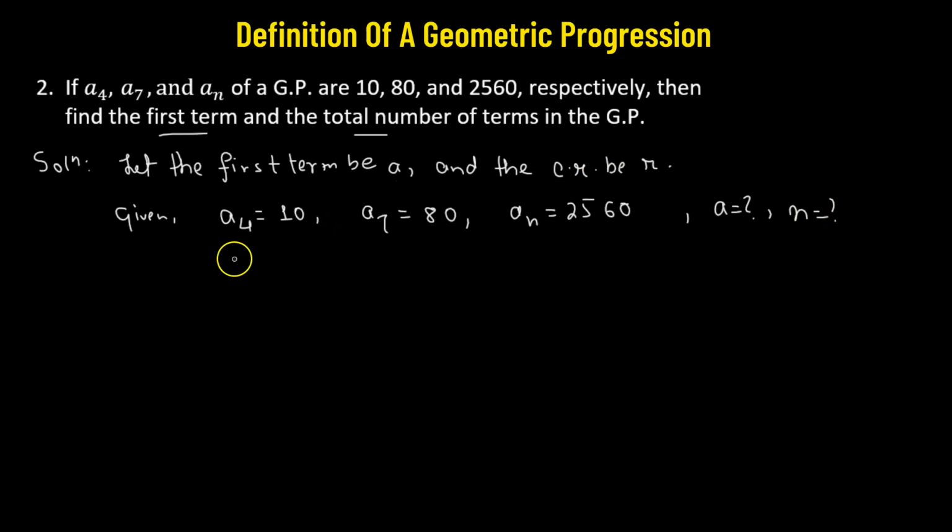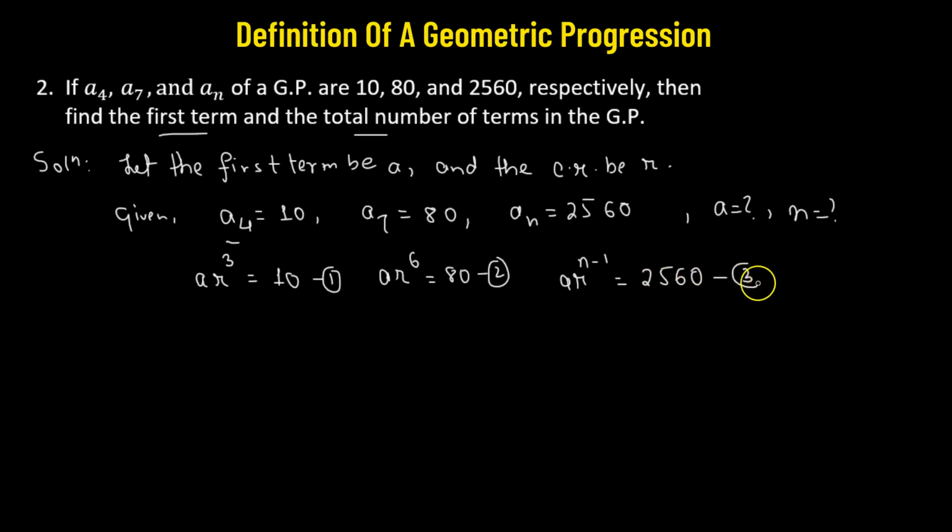Now we can use the nth term formula for the geometric progression to rewrite a4. This will become the first term multiplied by the common ratio raised to the power of 4 minus 1. So this will be r cubed. So a r cubed equals 10. Let's label this as number 1. Then a7, the seventh term, will become a r raised to the power of 6 equals 80. This is number 2. And the nth term an is simply a times r raised to the power of n minus 1 equals 2560. Let's label this as number 3. First, what we'll do is take equation number 2 and divide it by equation number 1.